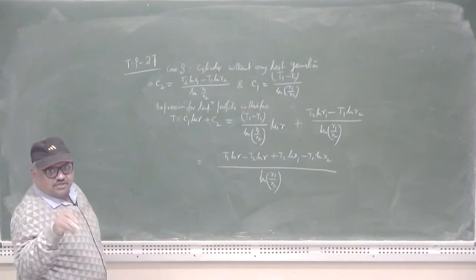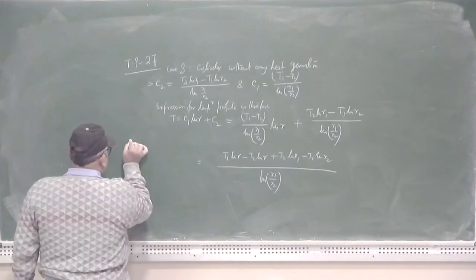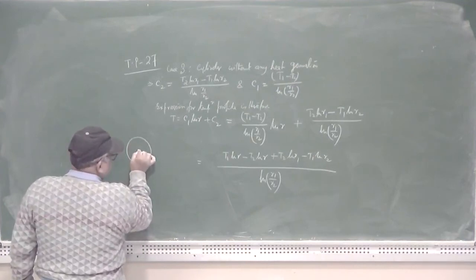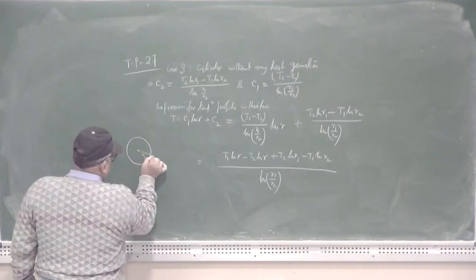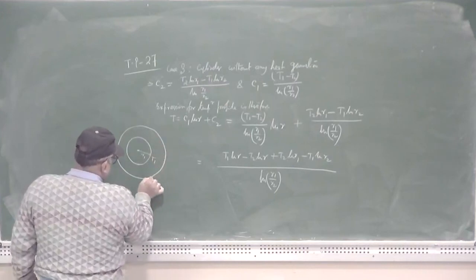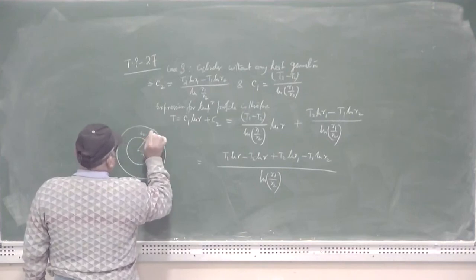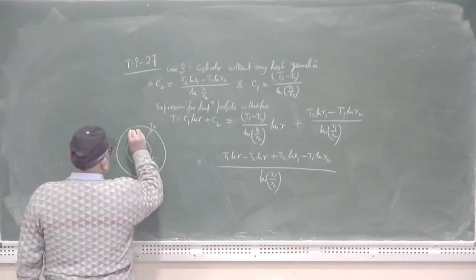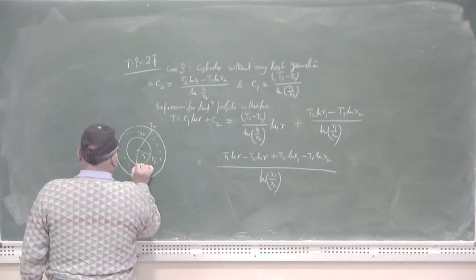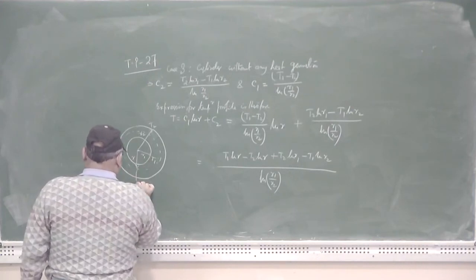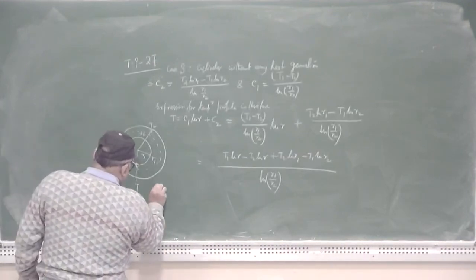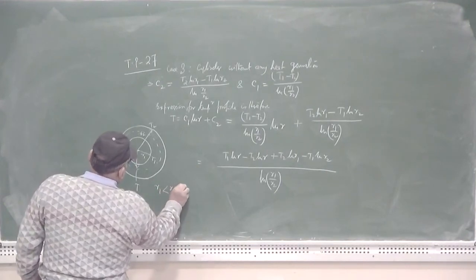Now let's visualize the case of a hollow cylindrical system. This is the internal radius, this is the value of R1, the temperature here is T1, and this is the outer radius, the radius is R2, here is the T2. I am considering an in-between radius R and the temperature is T here for the present case. It means R1 is less than R less than R2.